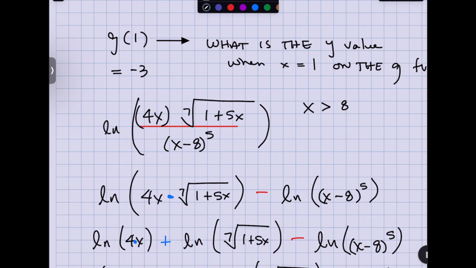Okay? The 7 doesn't affect anything above. It just affects the whole fraction. That's what kills it. Okay?